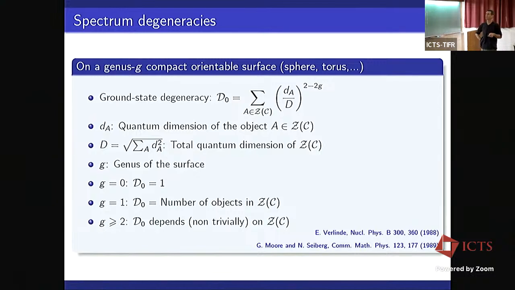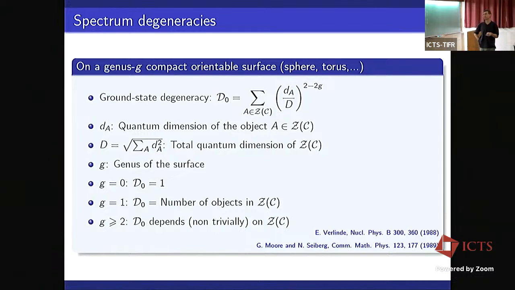Now, if you consider your system on a torus, or something which has the same topology as a torus, g equals 1, then the ground state degeneracy will always be given by the number of anyons in the Drinfeld center of your input category. So if you think about the toric code, for instance, you have 4 objects in the output category Z of C, and you have a 4-fold degenerate ground state.